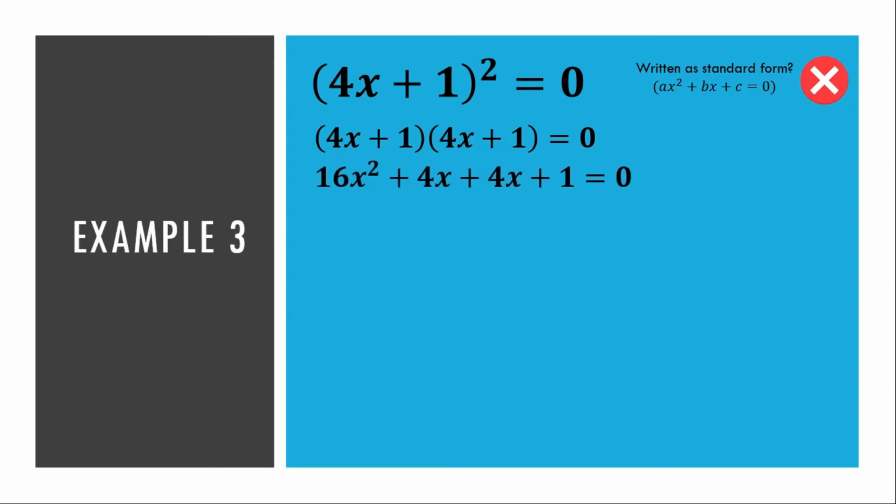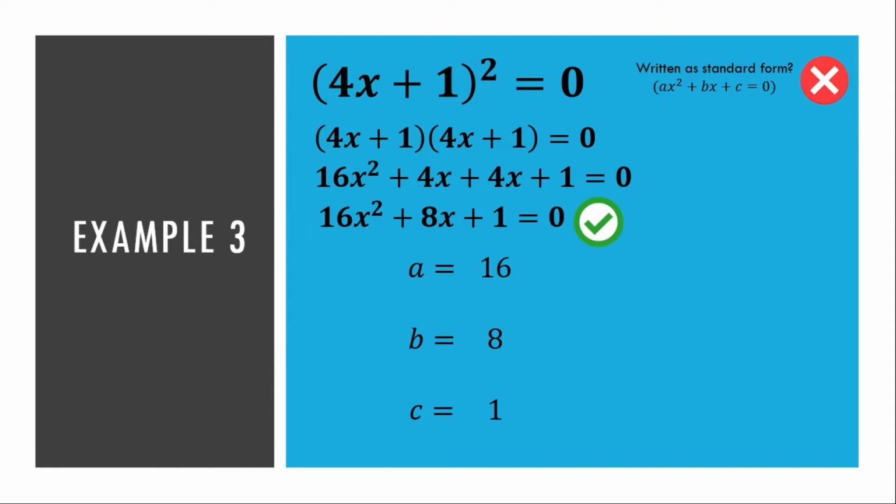Then, use FOIL method. So, first is 4x times 4x, that's 16x squared. Tapos, outer, that is 4x times 1, so 4x. Inner, 4x times 1, so that is also 4x. Tapos, yung last natin, which is 1 times 1. So, equal siya ay 1. Ngayon, combine like terms, we will have 16x squared plus 8x plus 1 is equal to 0. So, yan na yung standard form ng ating equation. Ngayon, pwede na natin kunin yung a, b, and c for this equation. So, a is equal to 16, b is equal to 8, and c is equal to 1.